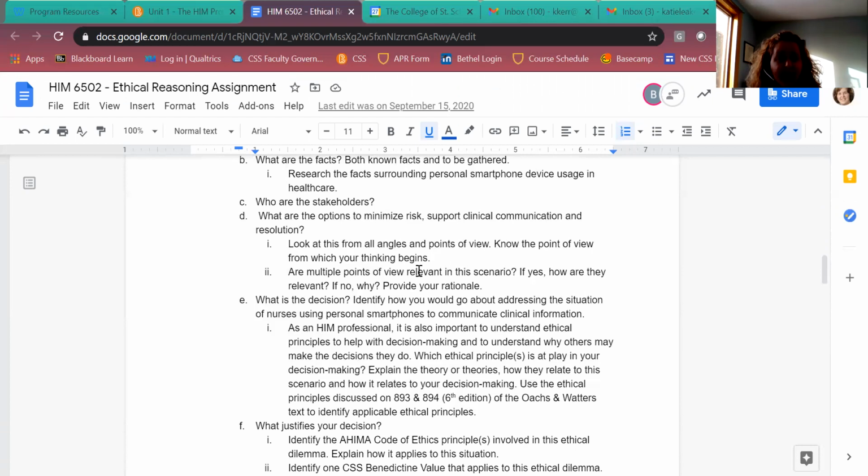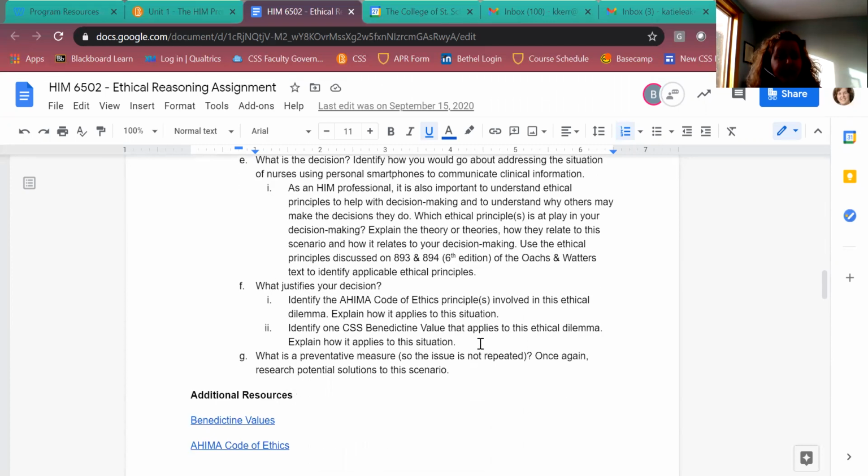Okay. And then identify who are the stakeholders in this dilemma or situation. And then what are the options to minimize risk, support clinical communication, and resolution? So here I want you to think about all of the stakeholders and consider this from all of those angles and the different points of view, okay? Know the point of view from which your thinking begins, okay? And then also, are there multiple points of view relevant in this scenario? If yes, how are they relevant? If no, why? Provide your rationale, okay?